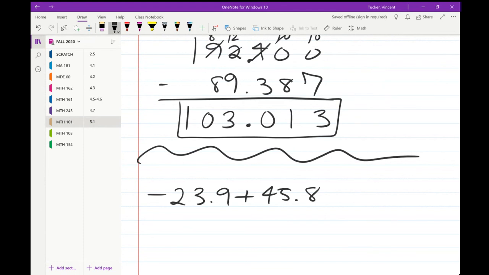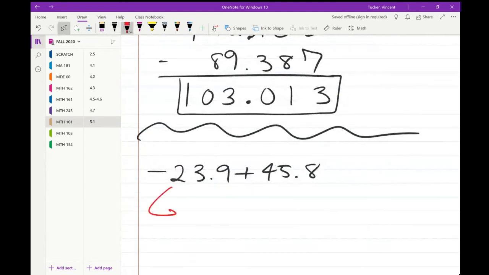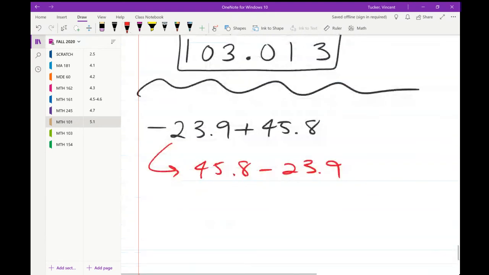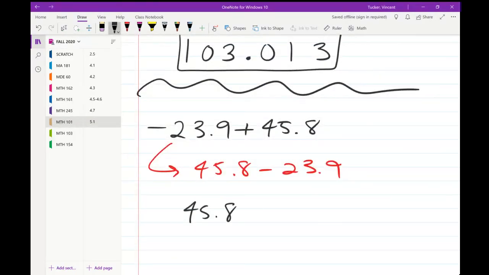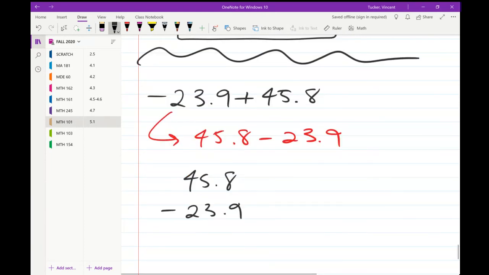All right, negative 23.9 plus 45.8. So keep in mind that this is the same thing as 45.8 minus 23.9. So all we did is move the numbers around. As long as 23.9 stays negative and 45.8 stays positive, it's the same calculation. You still keep your equivalency. So we can go ahead and do this that way.